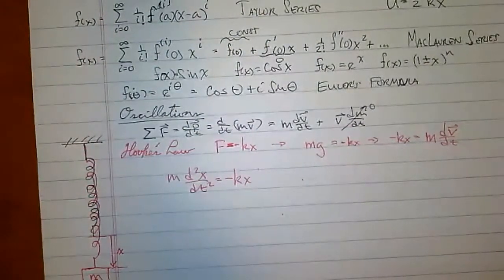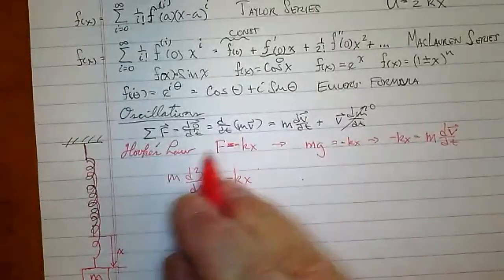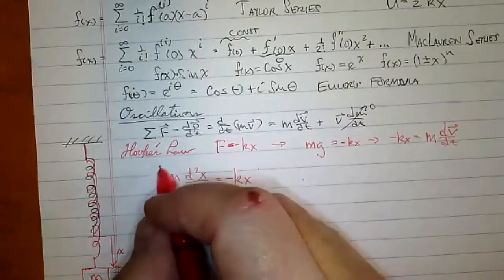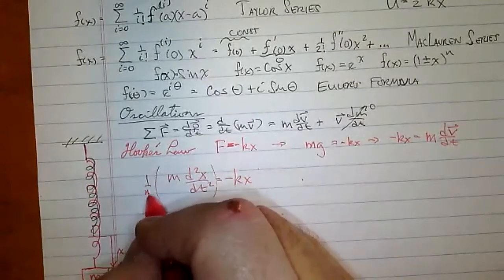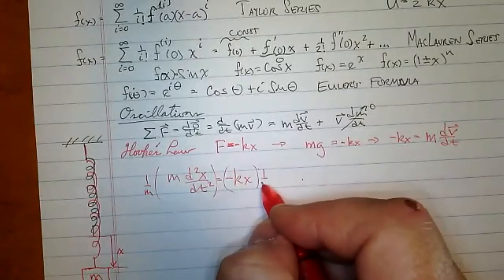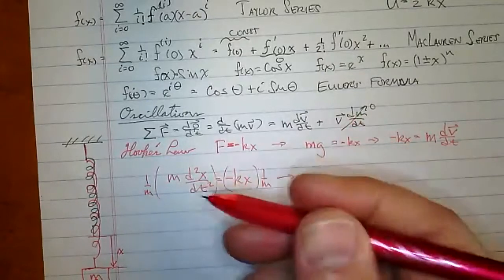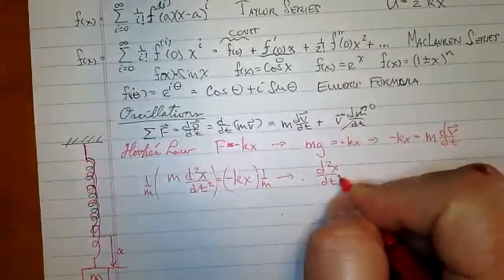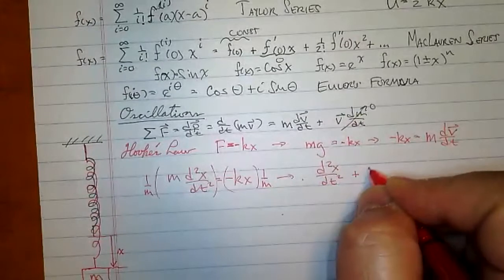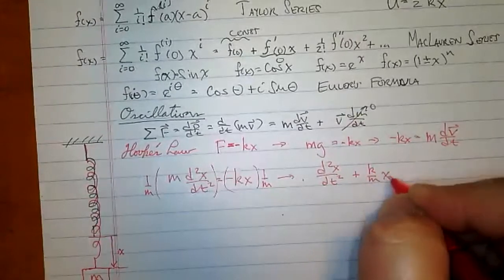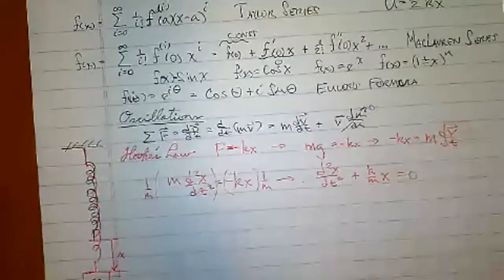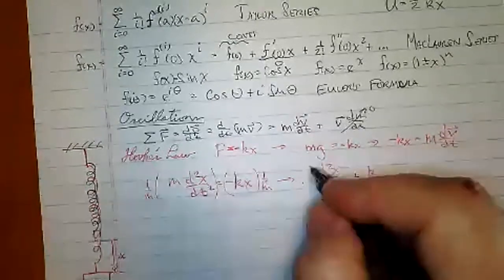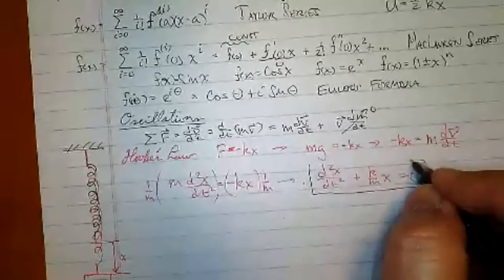And finally, I'm going to write it a little more wisely. I'm going to put everything on one side of the equation, but I'm also going to divide through by m. Whatever I do to one side, I must do to the other. So I get d2x over dt squared plus k over m times x is equal to 0. That is the simplest version of the harmonic oscillator differential equation.